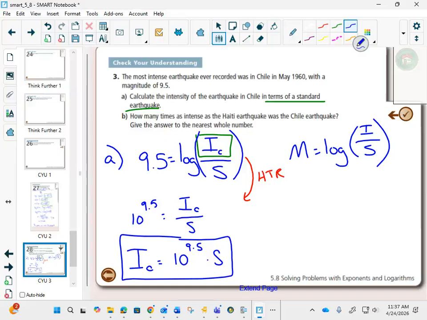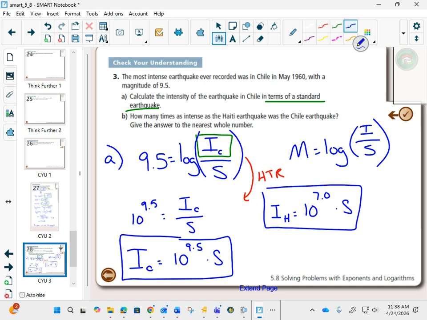Now, in the question beside, it says Haiti experienced an earthquake of 7. Would you agree that if you put in 7 instead of 9.5 and did the same steps, you would get the intensity of the Haiti one to be 10 to the 7.0 times S? The math would be exactly the same. And this is where the shortcut comes into play for earthquakes.